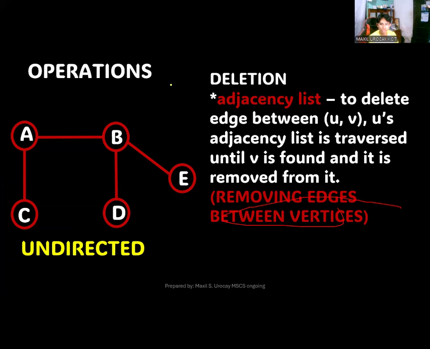Now, for the adjacency list, to delete the edge between U and V, where this is U and this is V, the adjacency list of U is traversed until V is found and it is removed. So if I and J, for example, are adjacent, you will just remove that in the list, and of course you will update your list structures as well.